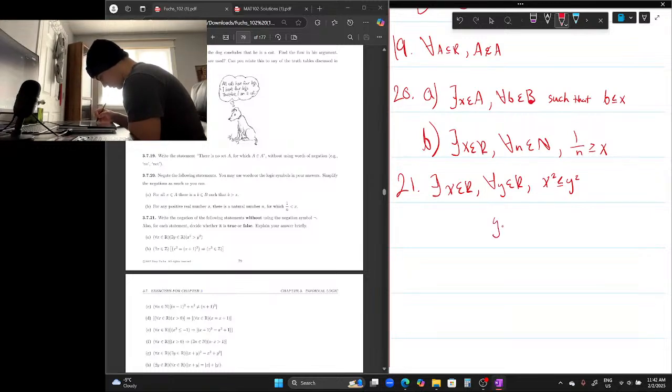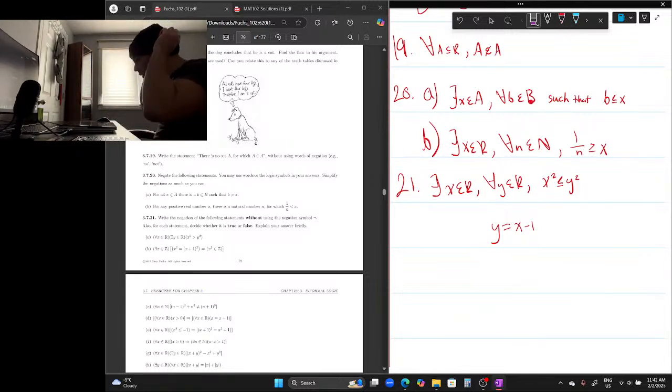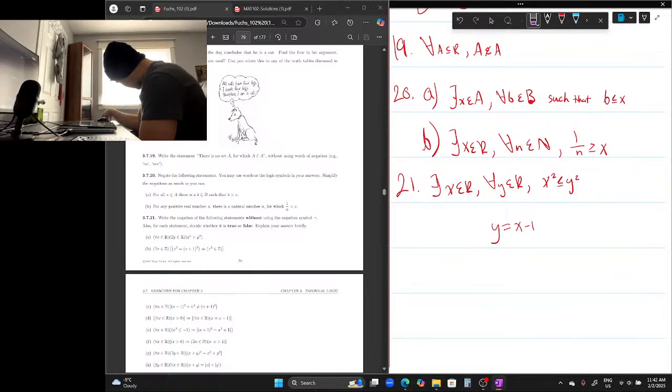Because you could just set y equal to x minus 1, I think that should work. But then if it's a decimal, say like 0.99, then y would be equal to negative 0.01, which would definitely be less. So I think that works. I think that does work for all.